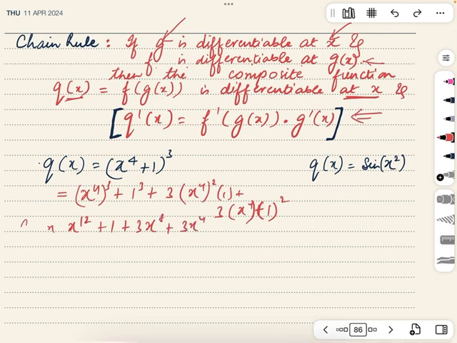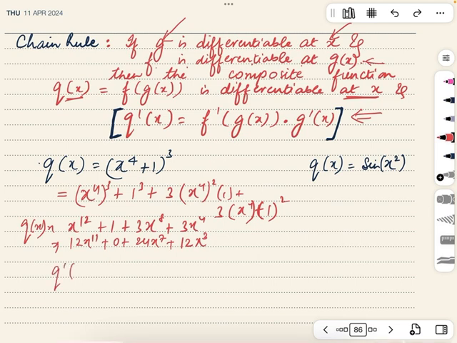If you differentiate this with respect to x, you will get 12x to the power of 11 plus 0 plus 24x to the power of 7 plus 12x to the power of how much? x to the power of 3. Let's see if by the chain rule I get the same thing.